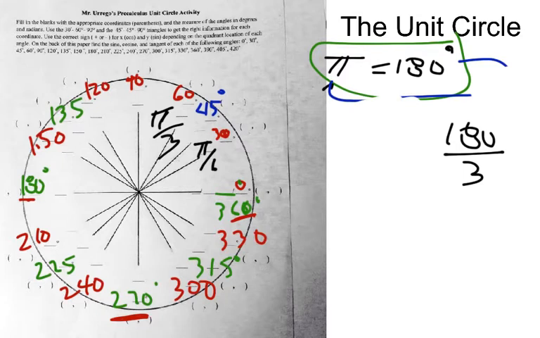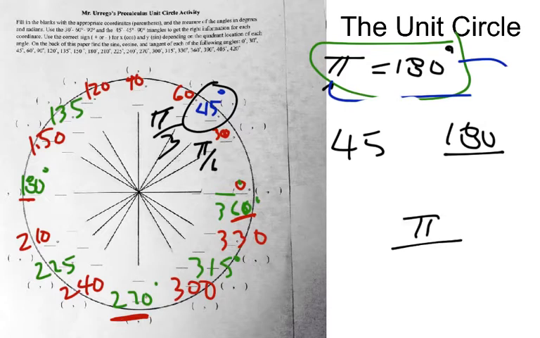So I was saying, let's do the 45 degree angle. The thinking is, I have pi over here and I have 180 over here. To do it fast, by what number do I need to divide 180 to get 45? Whatever number I put here, I'm going to put here. To get 45 from 180, I need to divide by 4. So I divide pi by 4. Therefore, 45 is pi over 4.